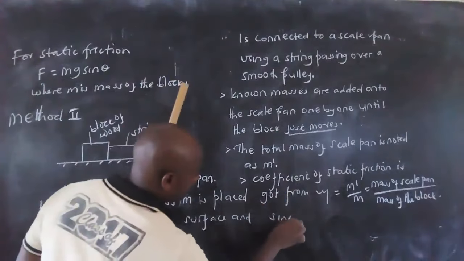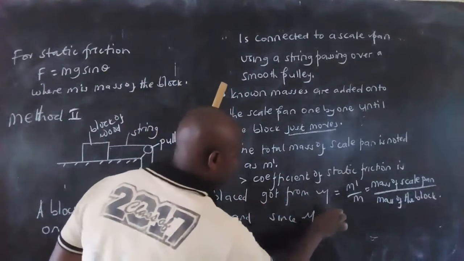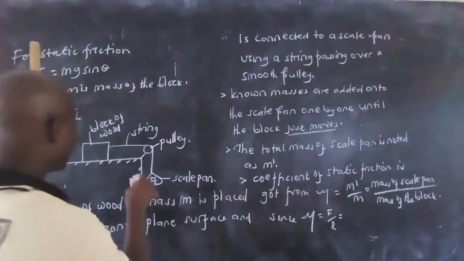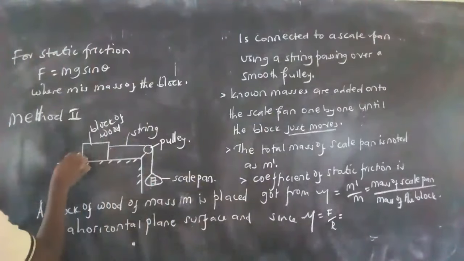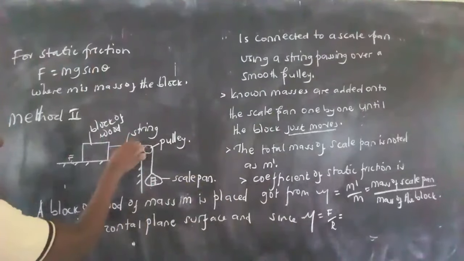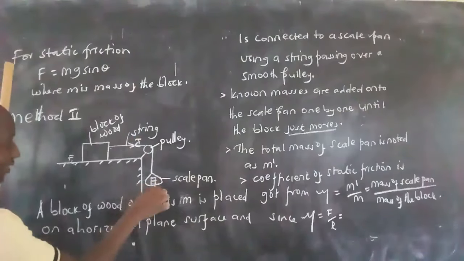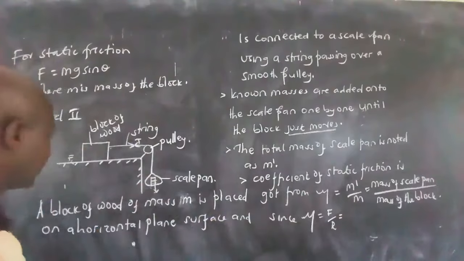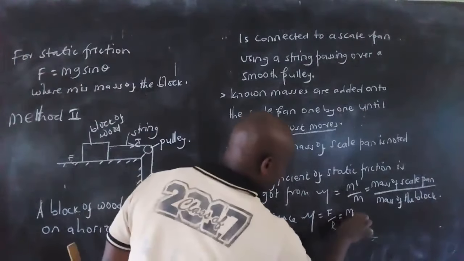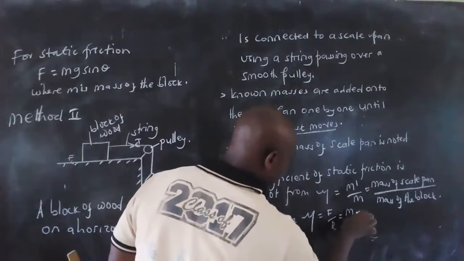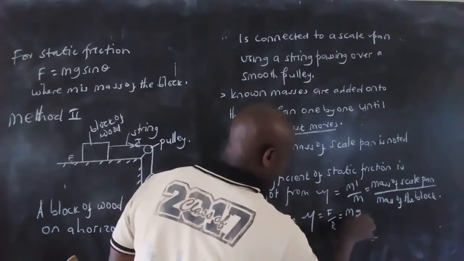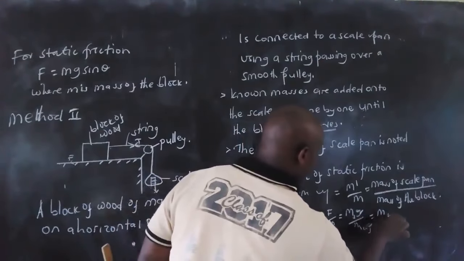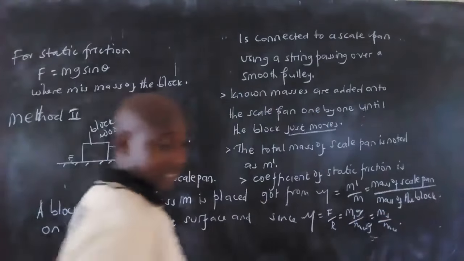Since the coefficient of static friction is frictional force over normal reaction, but frictional force is tension, because frictional force is here, which is overcome by tension. So here there is a tension, but the tension is the same as the weight of the scale pan. So that means, remember this is mg, the mass of the scale pan, mg divided by mass of the wood times g. So it is mass of scale pan over mass of the wood. That's where you get it from.